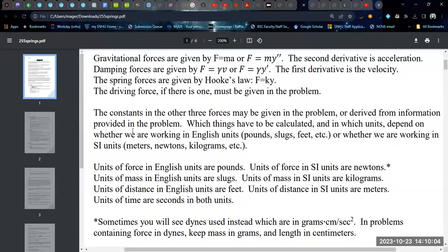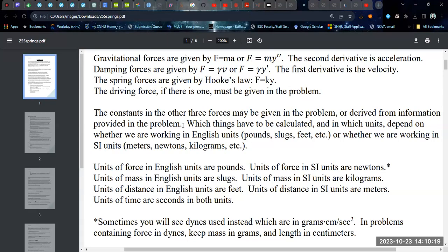Another thing to keep in mind is that we're going to use these. Sometimes we'll be given these coefficients directly in problems, and sometimes we will have to solve for them. But these are our basic components of the force.